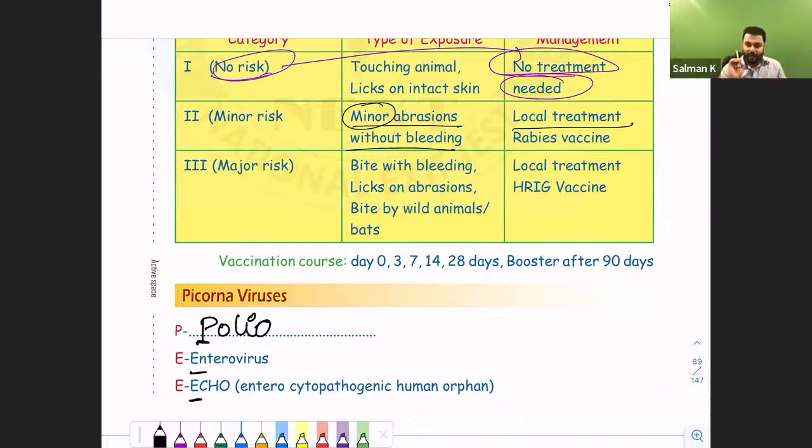Clean that wound with antiseptics like betadine, etc. We can use those things. And then give rabies vaccine to this person.